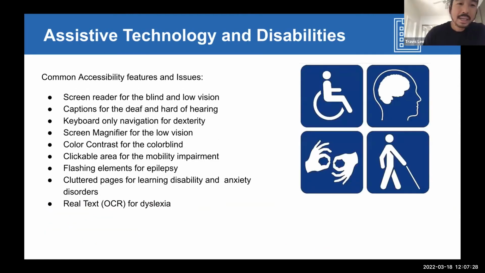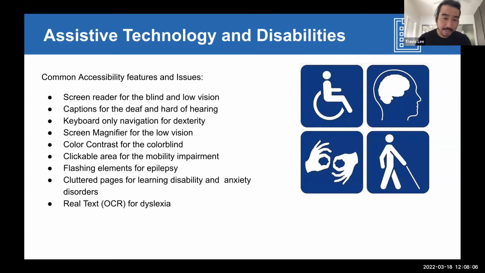All right, so I just want to give a few examples of digital accessibility and the types of tools that people with disabilities use. So we have some common accessibility features and issues. We have screen readers for the blind and low vision, captions for the deaf and hard of hearing, keyboard only navigation. So there's a lot of people who don't use a mouse. They might have carpal tunnel, they might be missing a hand. So we use keyboard only navigation to ensure that they're able to use the website using keyboard only. Screen magnifiers for the low vision, making sure things are scalable. Color contrast for the colorblind. Clickable area for mobility impairment, so making sure that buttons are big enough.